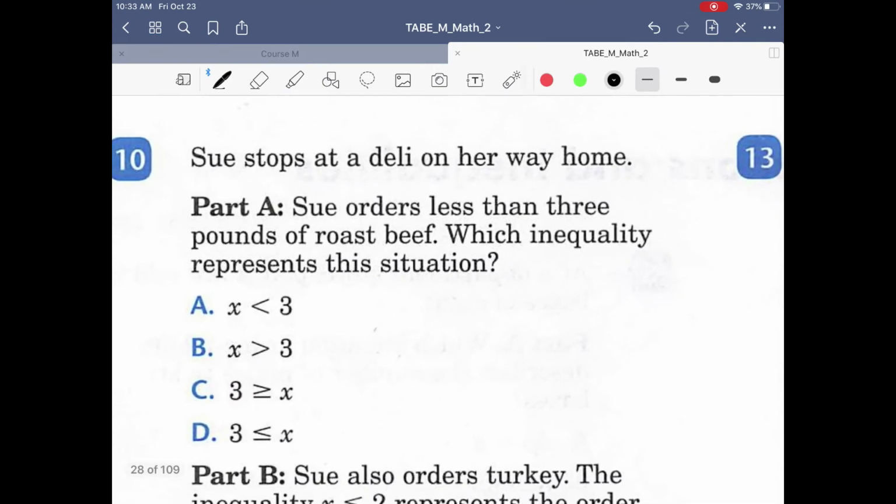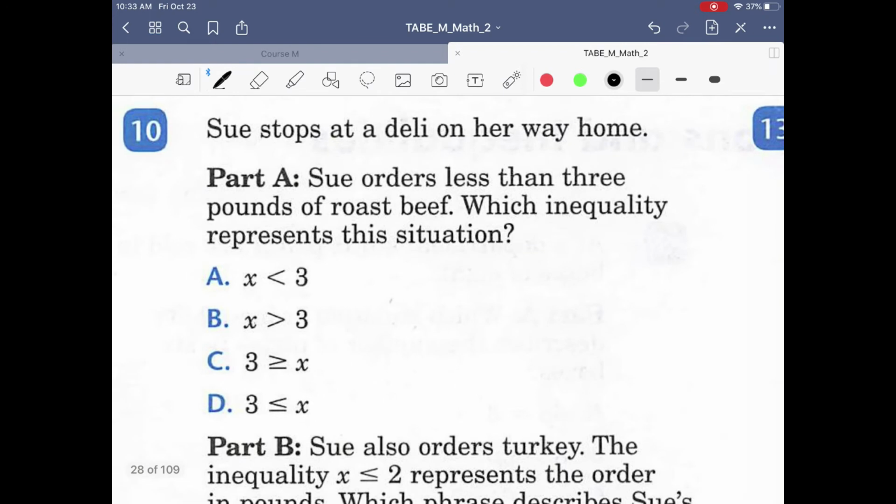Number 10. Sue stops at a deli on her way home. Sue orders less than 3 pounds of roast beef. Which inequality represents this situation? Less than 3. That is option A.